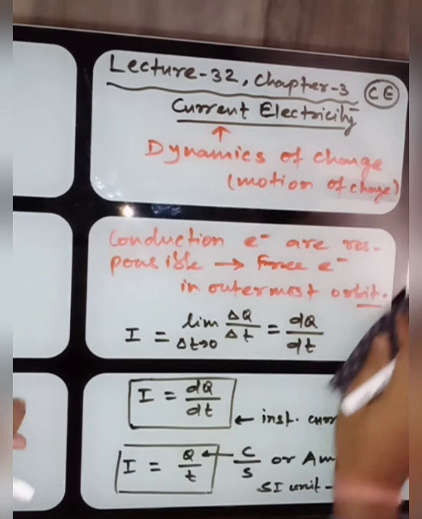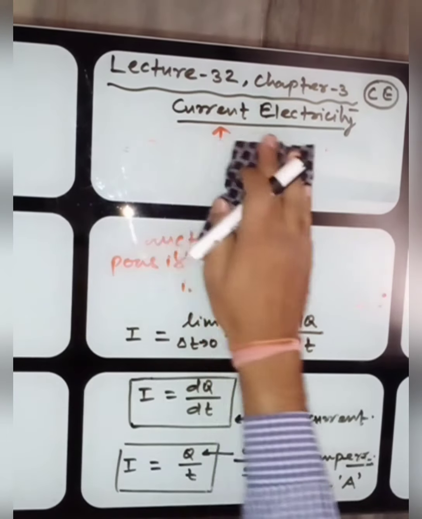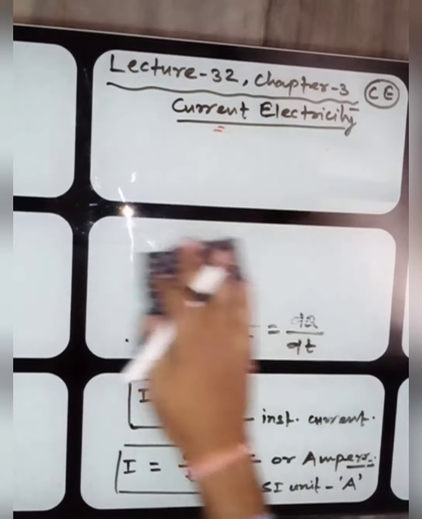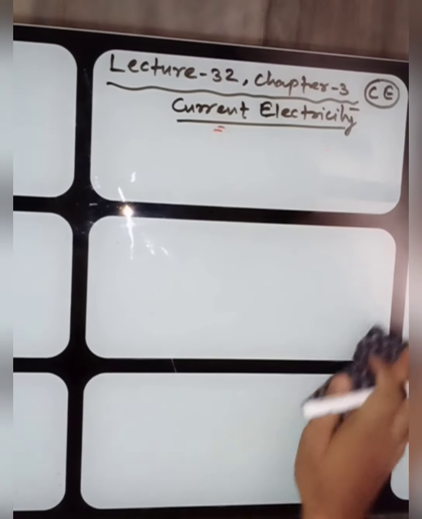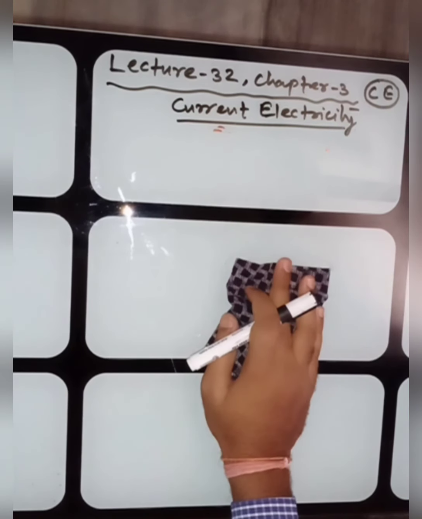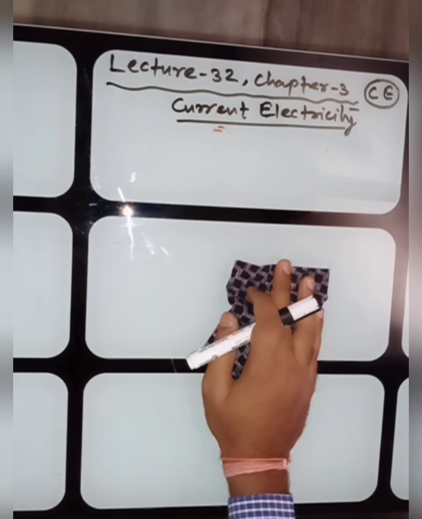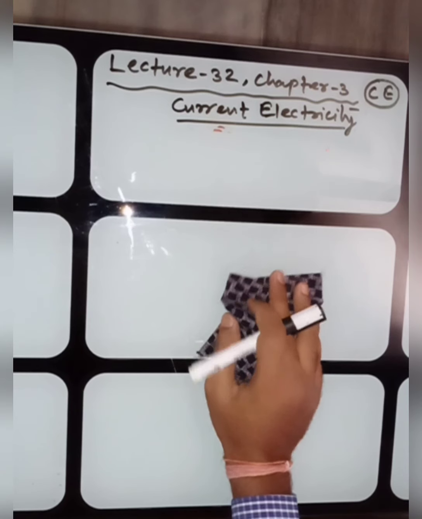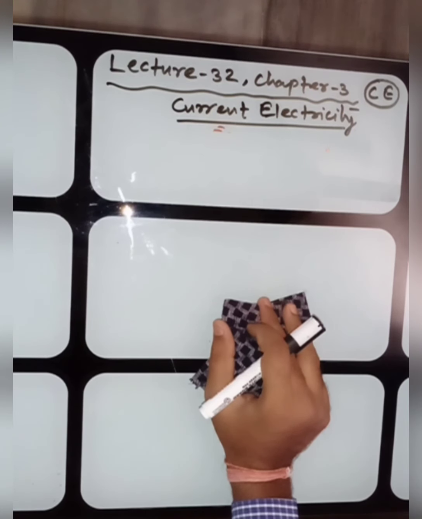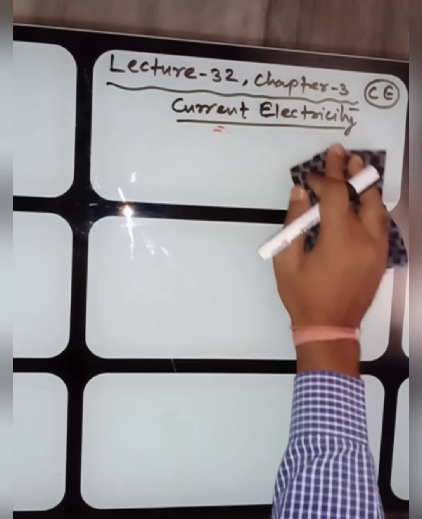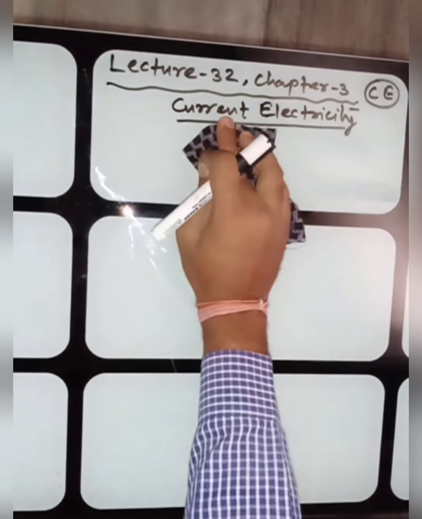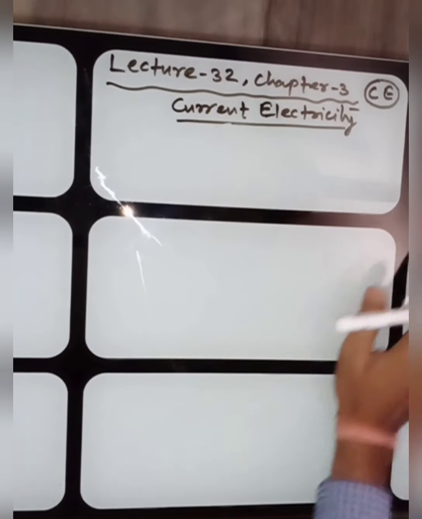Write down the question. How many electrons pass through a wire in 1 minute if the current passing through the wire is 20 milliampere? This is your question. Try to solve that question by yourself, my dear students.